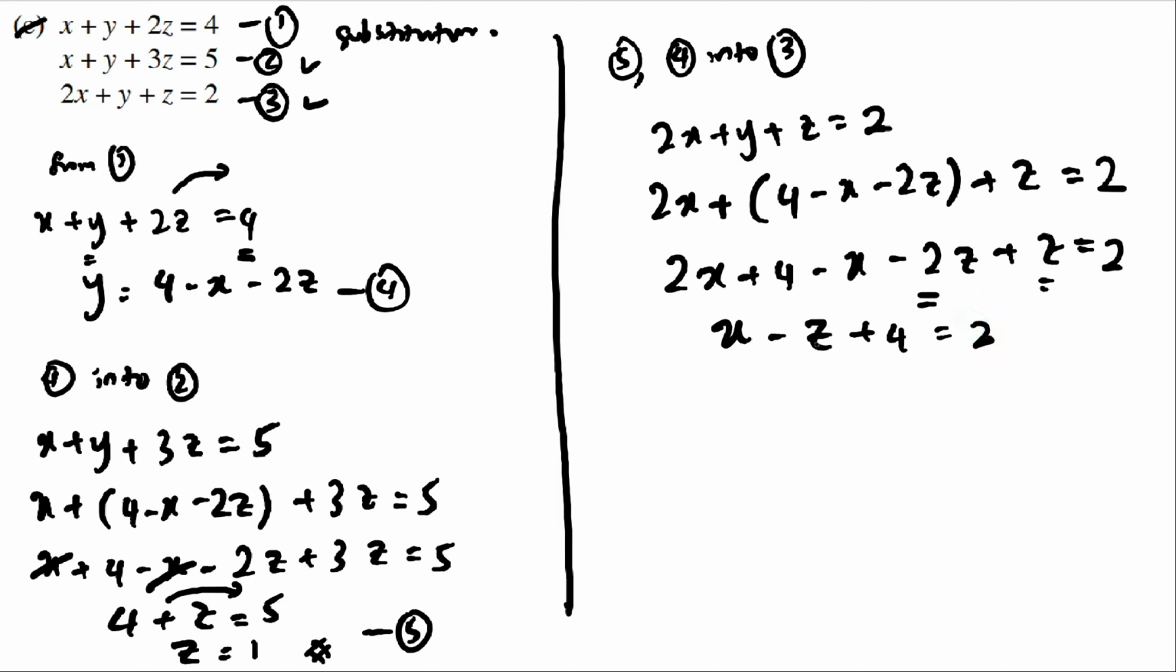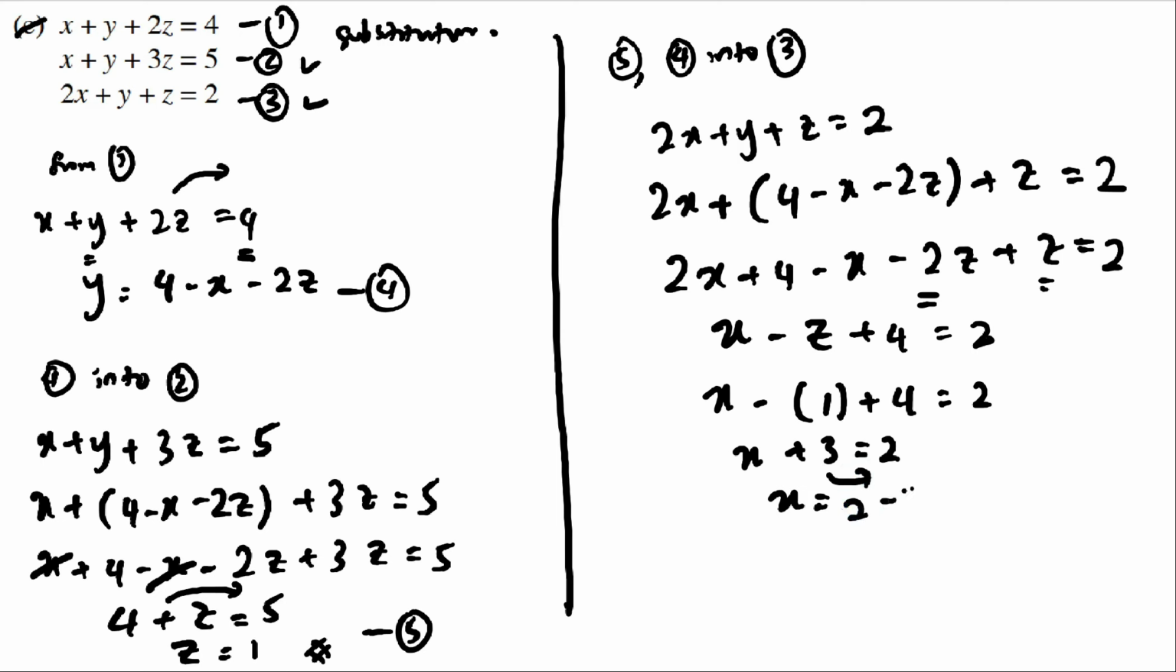We know that z is equal to 1. x minus 1 plus 4 is equal to 2. Negative 1 plus 4 is 3. x is equal to, we bring 3 to the other side, it will become negative 3, x is equal to negative 1. We have z, we have x.